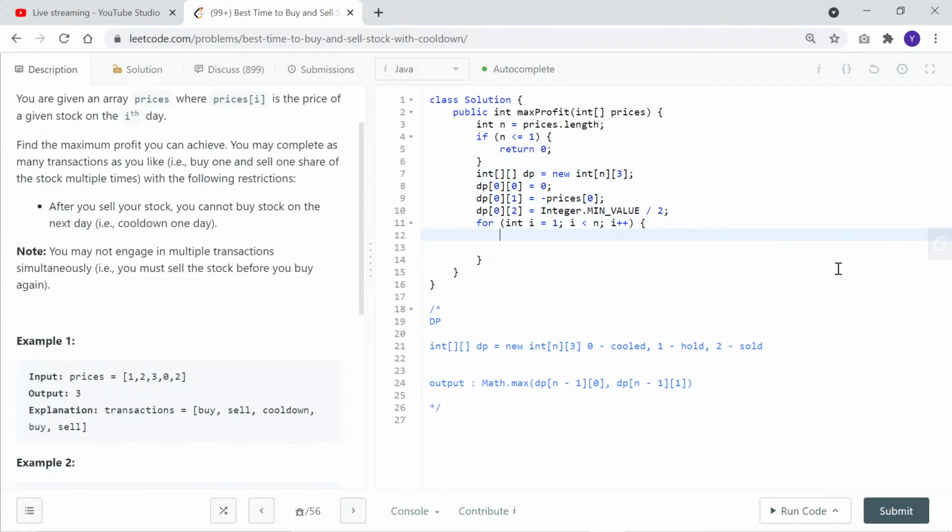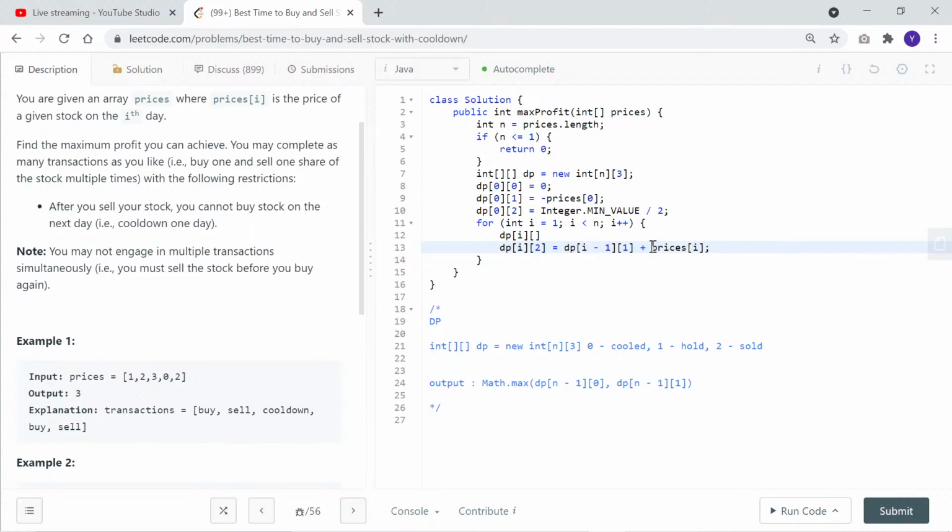Then dp[i]. So now we need to do the transition. One thing is we have only one possibility for sold. So dp[i][2]: dp[i-1] must be holding the stock in the previous state, and then we also add the price of the current day.